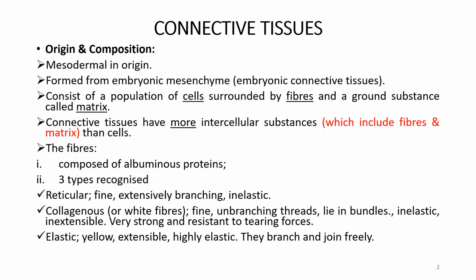I want to take you through lecture 3, and in this lecture we are considering connective tissues. Origin and composition. They are mesodermal in origin, formed from embryonic mesenchyme, and they consist of a population of cells surrounded by fibers and a ground substance referred to as matrix.